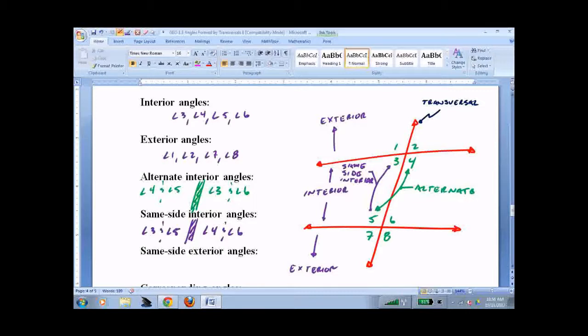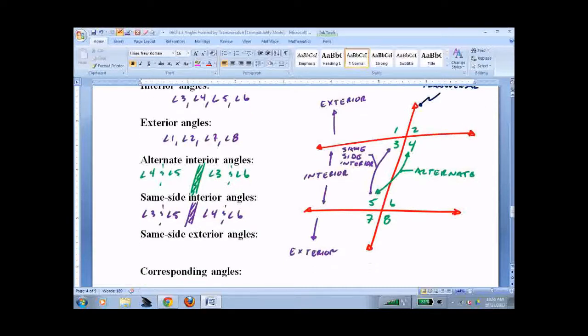And just to be clear, we're going to have lots and lots of different numbers on these angles. It won't always be 3 and 5, 4 and 6. They'll be differently numbered. They'll have letters. They won't have numbers. It's going to be different every time.